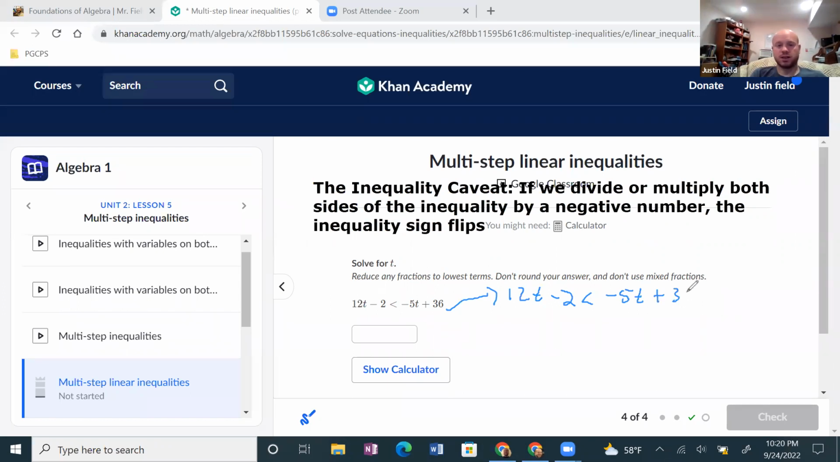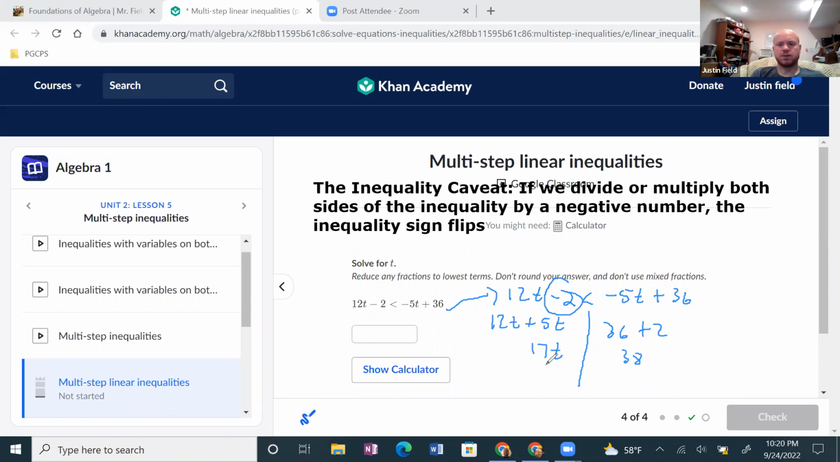Whew, I just thought to myself, I hope I'm recording because I don't want to do all this again, but I am recording. Okay, variables on the left, 12t plus 5t. And then numbers on the right, bring down the 36 already on the right. And then this negative 2 is going to the right. It's going to become positive. So now I got 38 over there. And 12 and 5 is 17.